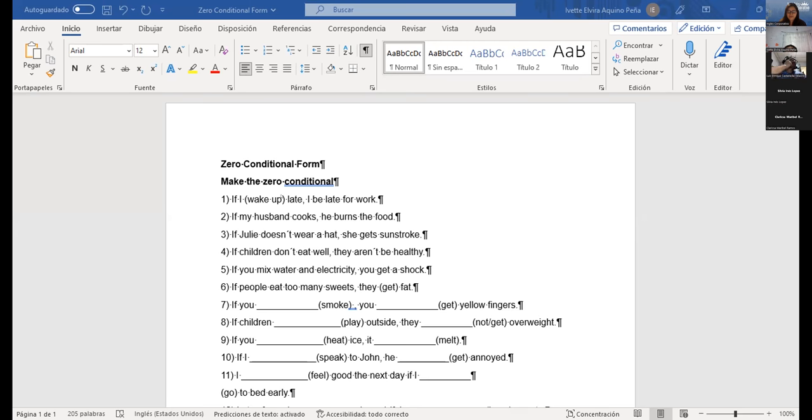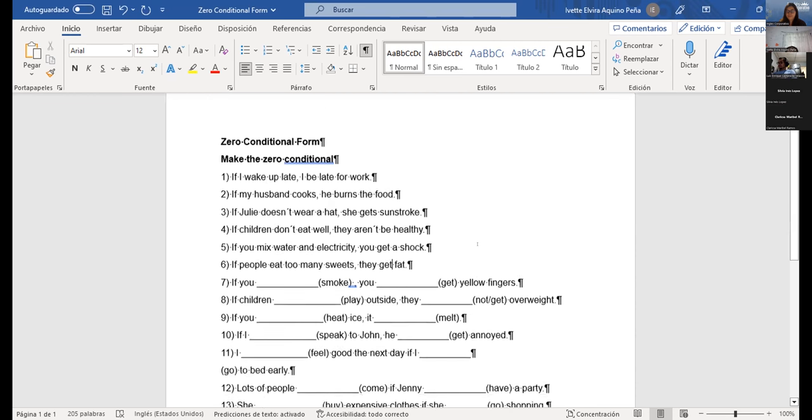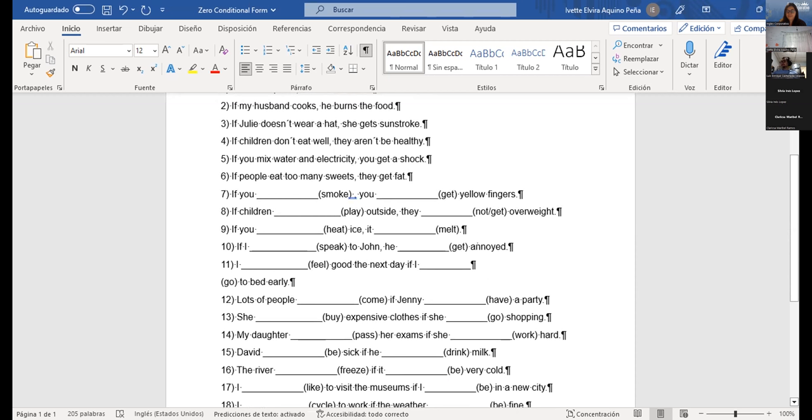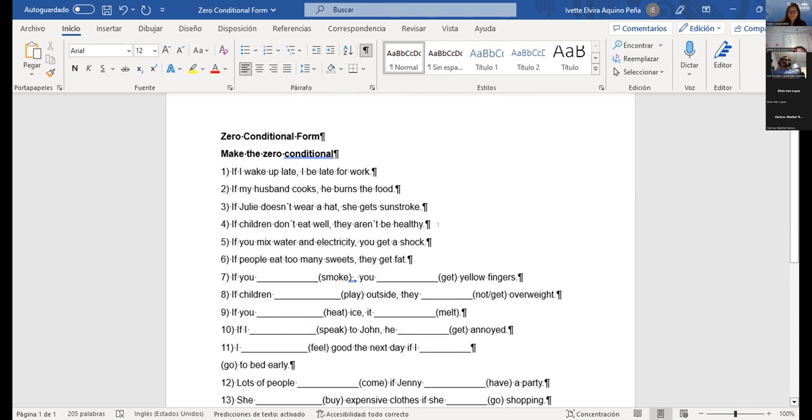Vamos en la 7. ¿Cuál era? ¿Quién era la 6? Number 5. Mira, reviso. En cero condición. Vaya, entonces vamos en la 6. Revisen. Sí, está bien, porque es plural. Si fuera if person, ya tendríamos que agregarle ese al it. If people eat too many sweets, they get fat.